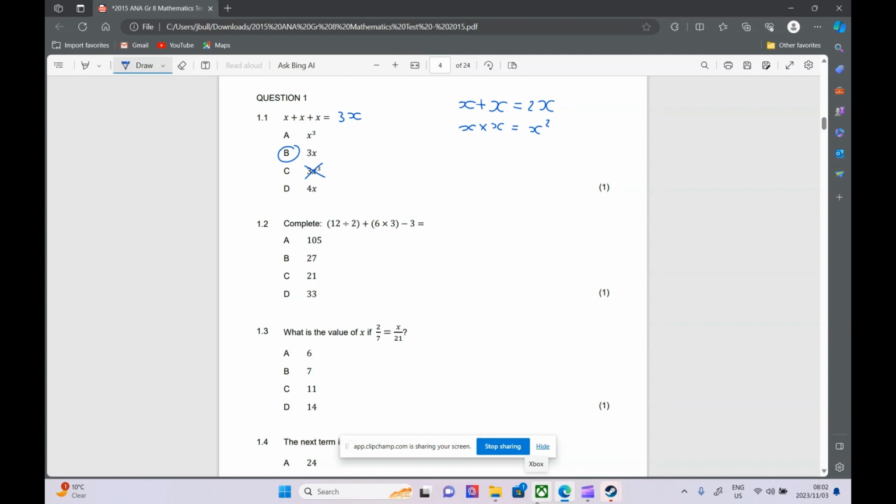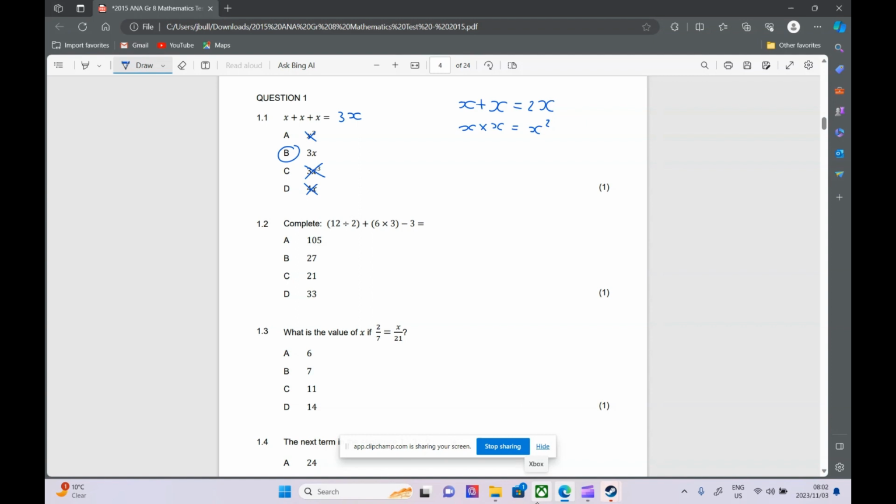So again, with these multiple choice questions, I would say try work it out first before you even look at the options, because sometimes the options are there to try to trick you. Next up, we've got 1.3, which is an equivalent fraction question. So if you struggle with this kind of thing, that's what you need to be looking at.